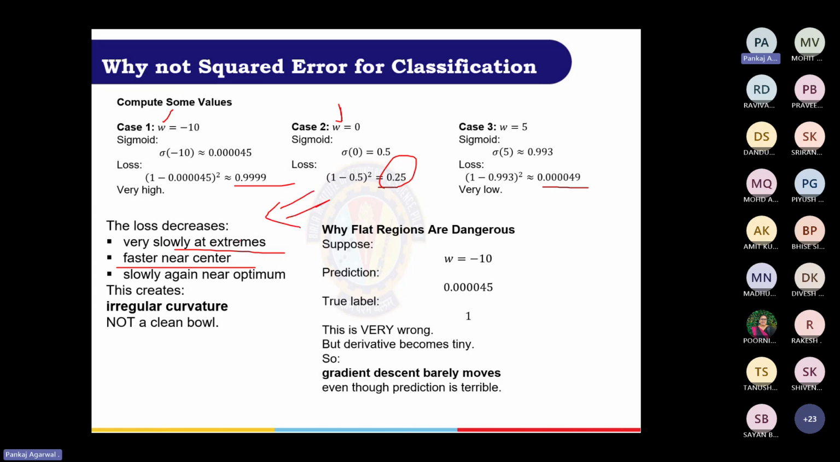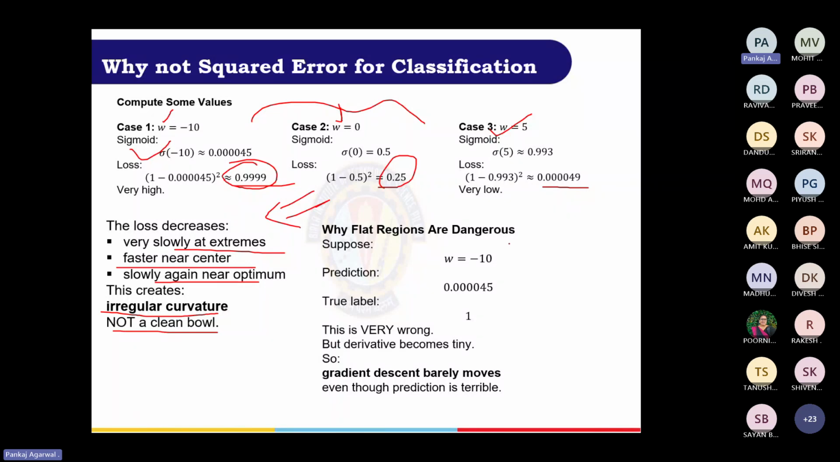This is the summary. So when this is an extreme case, and similarly, this is an extreme case, and if you take many more examples, it says that the loss changes very slowly at extremes. See, this is very high, and this is this, so very slow. Very slowly at extremes, much faster at the center, and slow again near optimal. So it actually gives you a very irregular curvature, not a clean bowl that we talked about earlier, right?